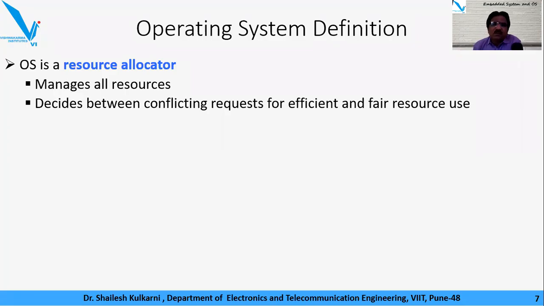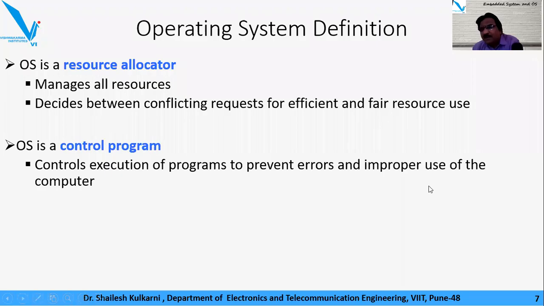Okay, so I can see the operating system from this perspective. The definition can be this. From the other perspective, the operating system can be referred to as a control program. What is it controlling? It is controlling the execution of programs in order to prevent errors and improper use of the computer.